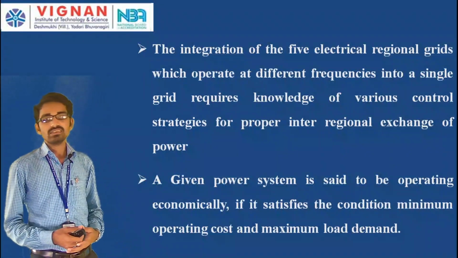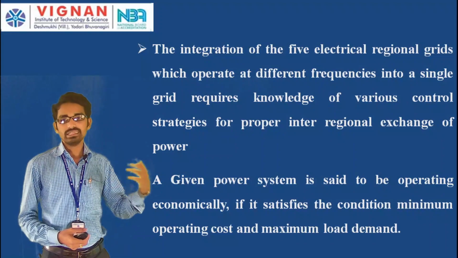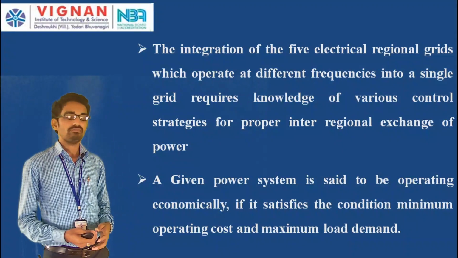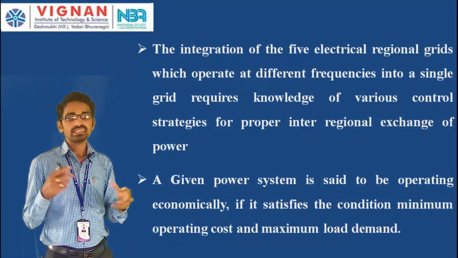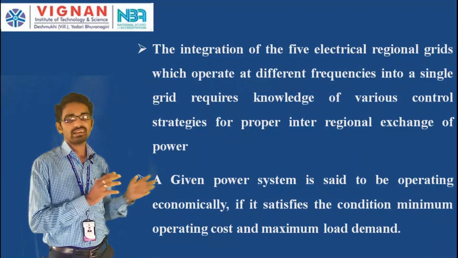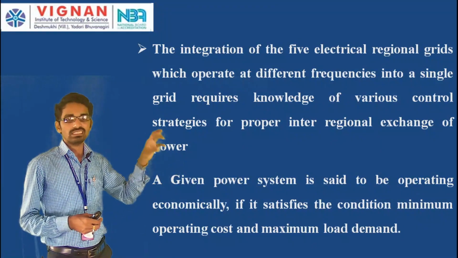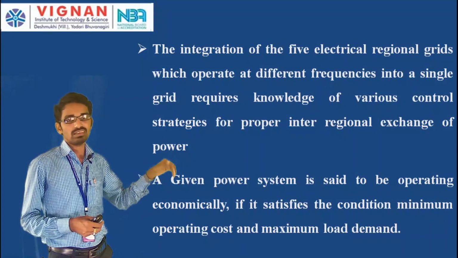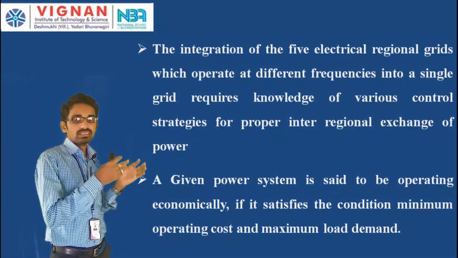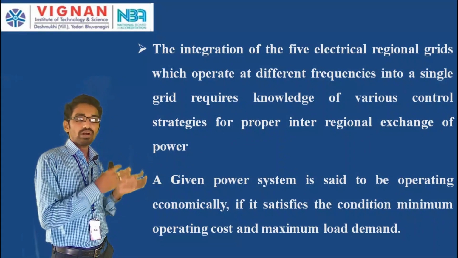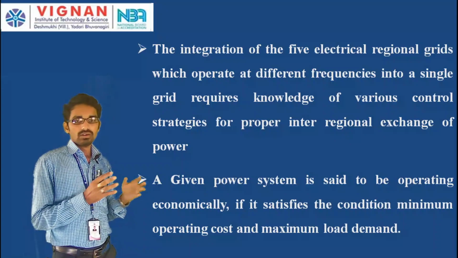So, here is the integration of the 5 electrical grids in India. As I already said in the previous classes, you are having 5 regional grids. You need to interconnect these 5 regional grids, which operate with different frequencies. The frequency range is from 48.5 to 51.5. Within that range only you have to operate the power system, right.